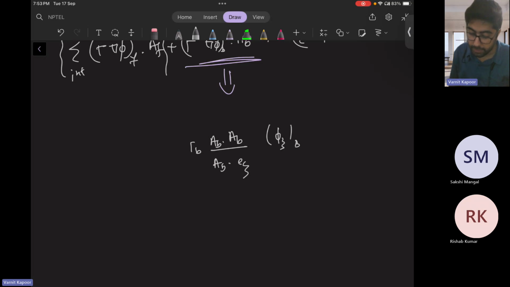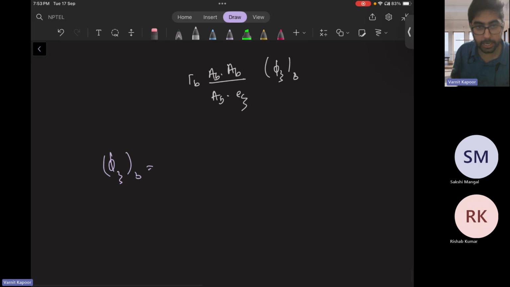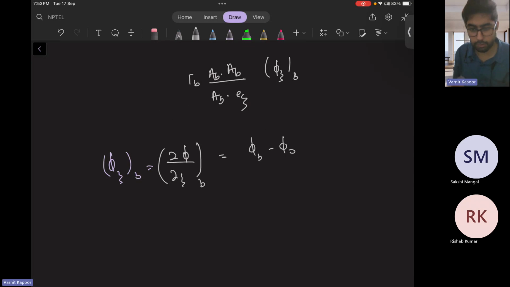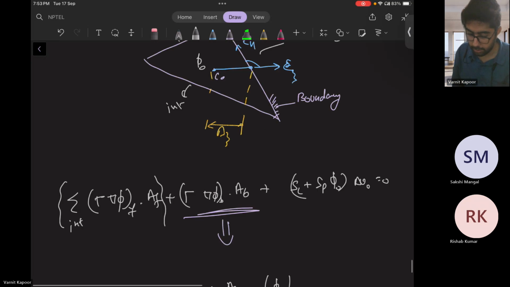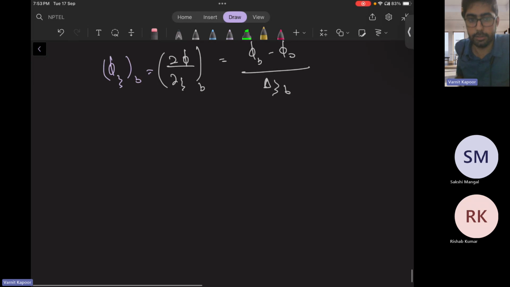How will you write the phi of zeta at the boundary now? Phi of zeta at the boundary can be written as... directly you will not be able to do the linear interpolation because there is no east space for this. So you'll write phi boundary minus phi naught, which you used to do in a similar way, and this is del zeta boundary. We used to do del x by 2 there.